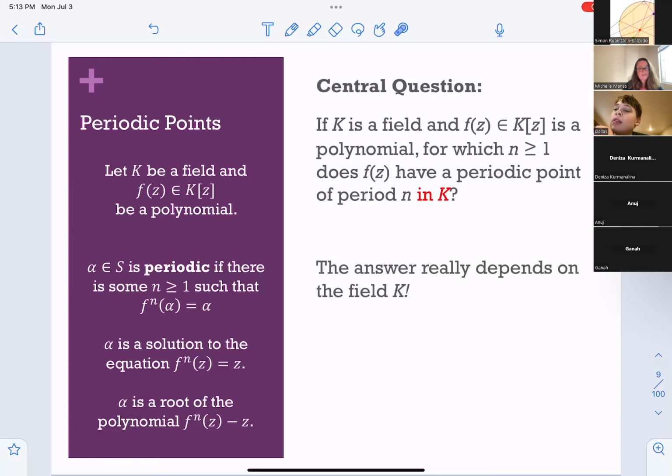And it turns out the answer really depends on what field I'm asking about. So I'm going to go through and tell you what we know for some different values of k, some different fields that we're friends with. All right, so let me pause. Does everybody get the question that we're asking? I've got a polynomial that lives in some field, and I want to know, do I have a point of period n in that field? Do I have a 4 cycle in that field? Do I have a 1 billion cycle in that field? Do I have a fixed point in that field?